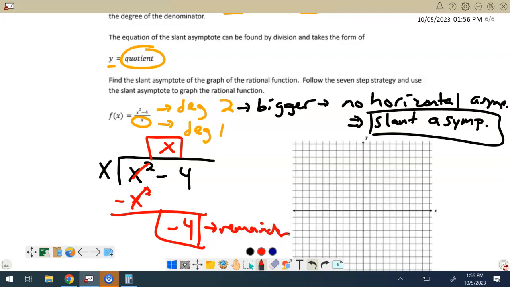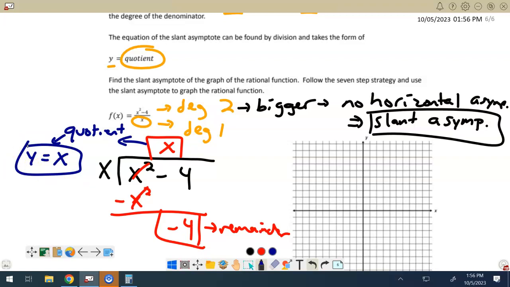We cared a lot about the remainder for the p's and q's stuff. We don't care about the remainder here. What we care about is the quotient. So the quotient is right here. And so y equals that quotient is going to be my slant asymptote.